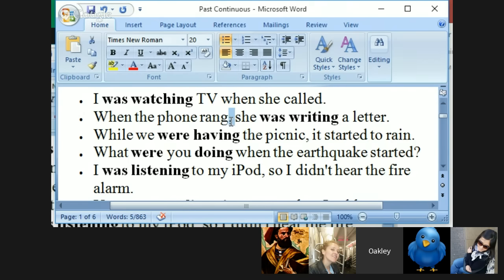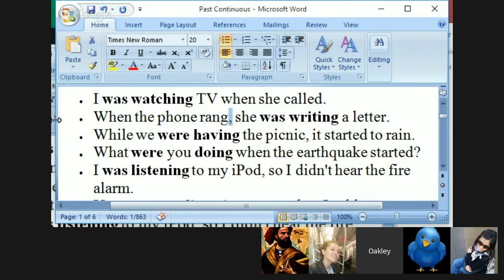Just remember, if it's a subordinate clause with a time subordinator, like when or while or during or whatever, as soon as, remember, if the clause starts with one of those and you put it first, you need to have a comma. Okay, when the phone rang, she was writing a letter. All right. While we were having the picnic, it started to rain.